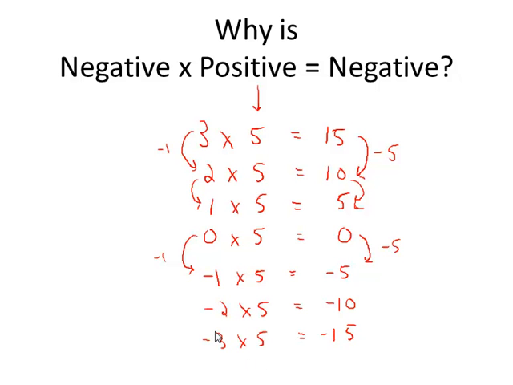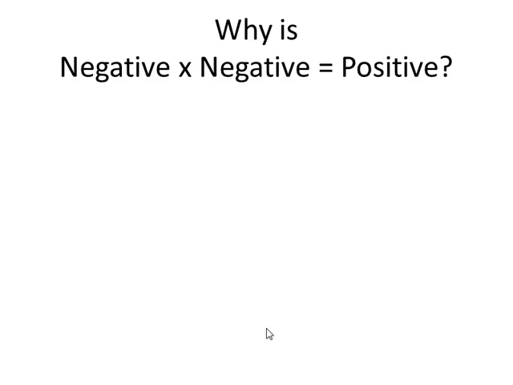Notice it's really the same as 3 times 5, just with a negative sign in front of it. And so the same thing also applies if the second factor had been negative instead of the first one. Okay? So hopefully this will help you understand why a negative times a positive is a negative. Let's move on and talk about why a negative times a negative is positive. We'll go with the pattern again.